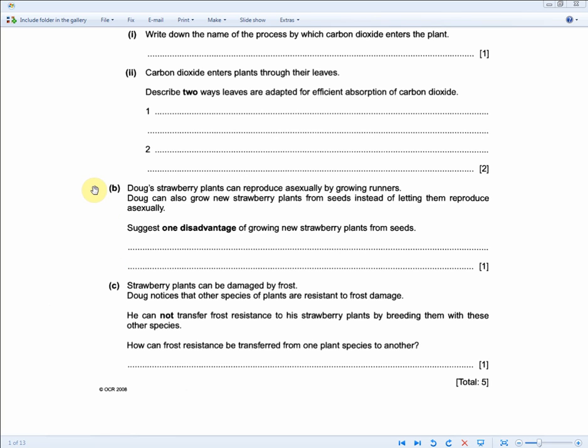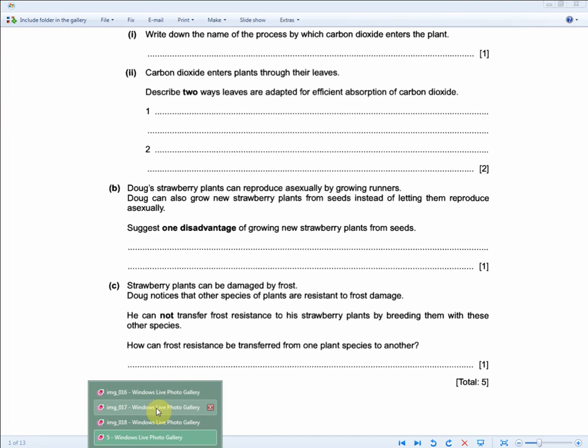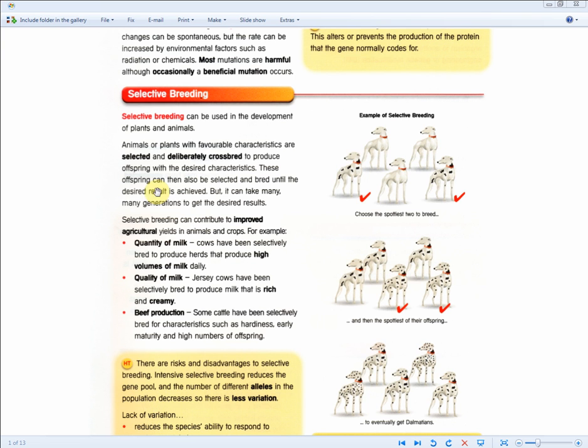So Doug's strawberry plants can reproduce asexually by growing runners. Doug can also grow new strawberry plants from seeds instead of letting them reproduce asexually. Suggest one disadvantage of growing new strawberry plants from seeds. So basically, this is asking for the opposite of selective breeding, which is you grow it naturally. So what is the disadvantage of it? First we want to find out what is the advantage of selective breeding, and then work the opposite way.